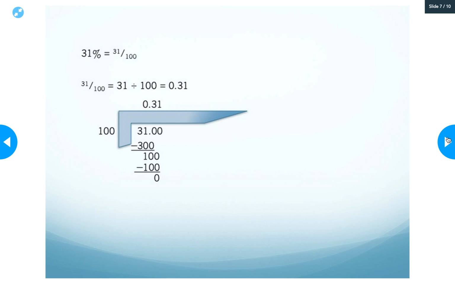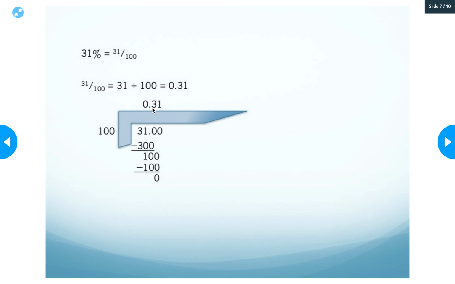Okay, now here's an example of turning it into a decimal. 31%. We rewrite it as 31 over 100. If we want to make this into a decimal, we can use NIDO, numerator in, denominator out. So the numerator is 31 and the denominator is 100. So you do 31 divided by 100, and you end up getting 0 and 31 hundredths, this decimal here. And listen to how I just said that.